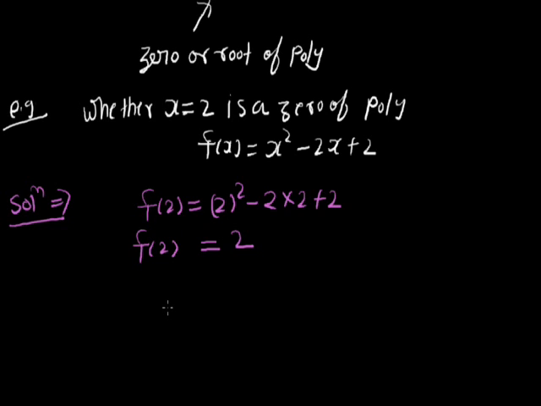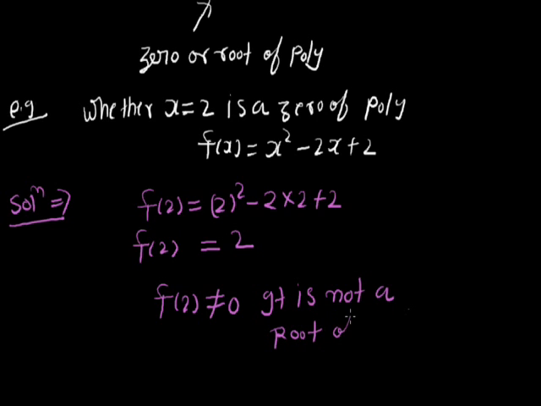What do we have to conclude? Any particular point x is equal to alpha will be a zero of a polynomial only if we substitute this value in the expression of the polynomial and the value of the expression comes out to be 0. Only then can we say that it is the zero of that polynomial. Here f of 2 is coming out to be 2, which means f of 2 is not equal to 0, so we can say it is not a root of the polynomial.